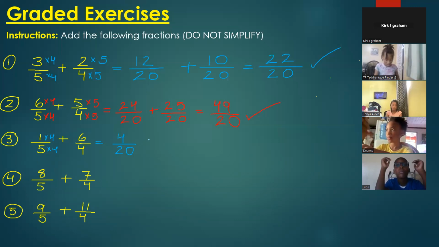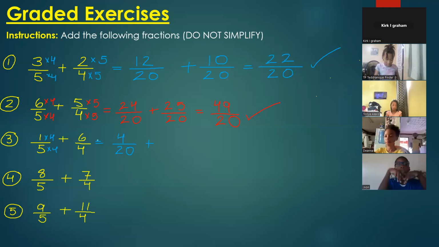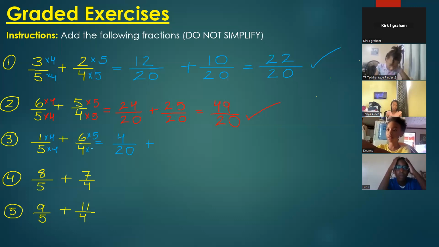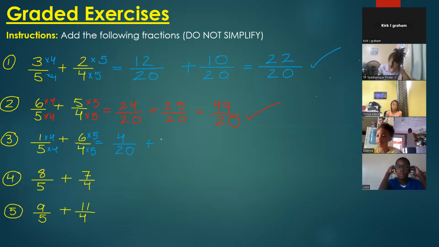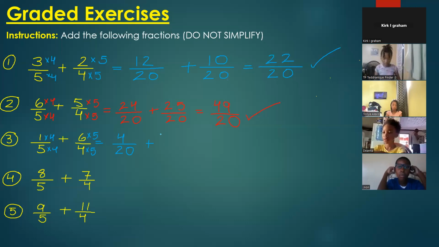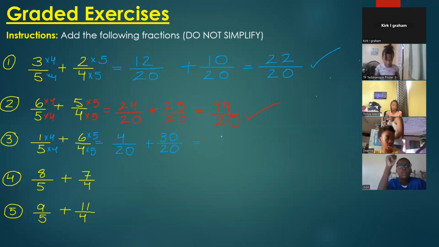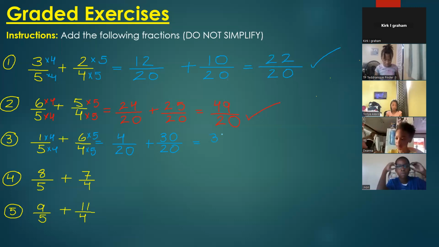Then we're going to do 6 times 5 and 4 times 5. What is 6 times 5? 30. What is 4 times 5? 20. So when you add it, what do you get? 34 over 20.